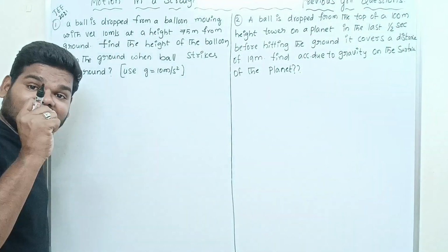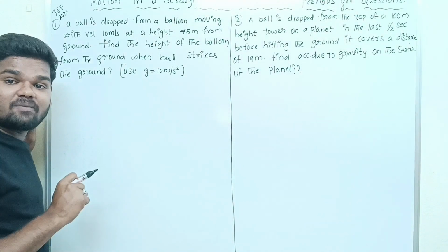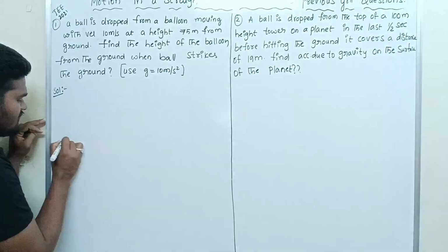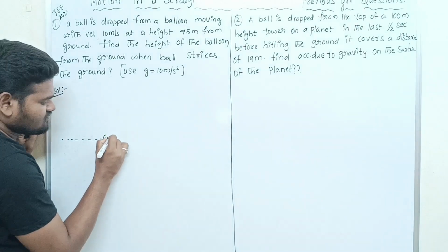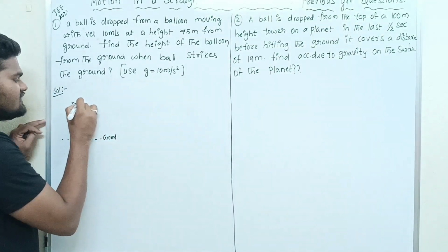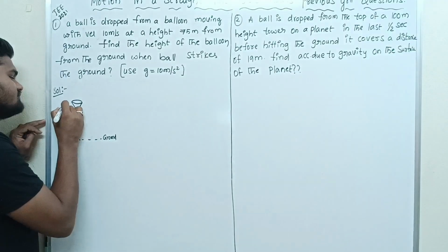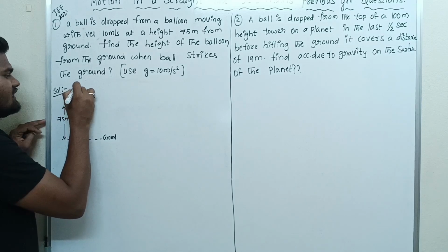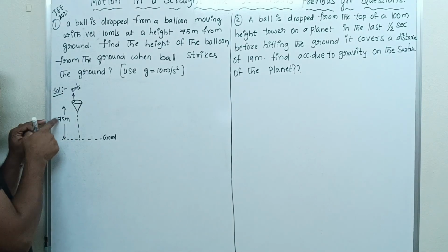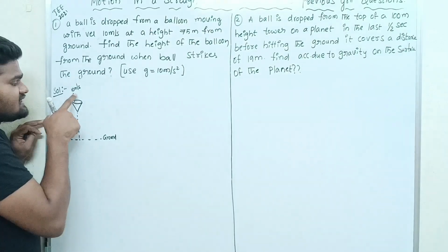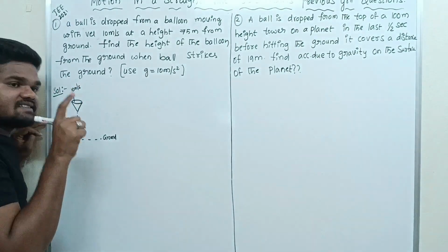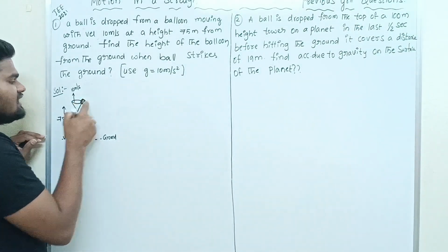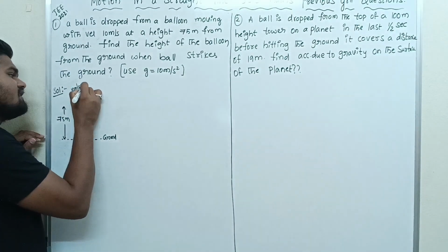We already discussed stone-balloon problems in lecture number 10. I'm just going to draw the diagram. From the ground, at what height is the balloon moving? At a height of 75 meters. And what is the velocity of this balloon? 10 meters per second. So at 75 meters height, the balloon is moving with 10 meters per second, and it drops a ball at a height of 75 meters.